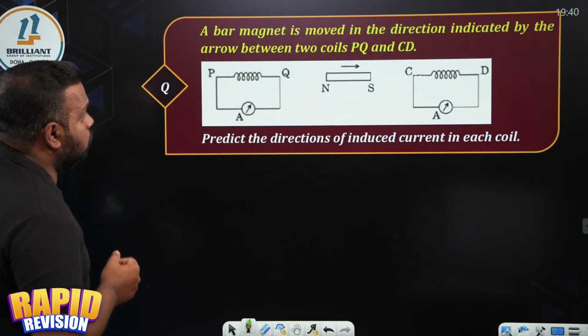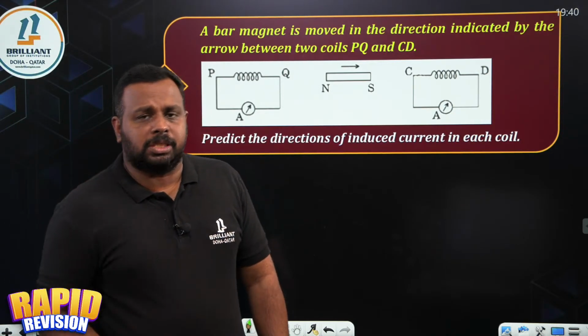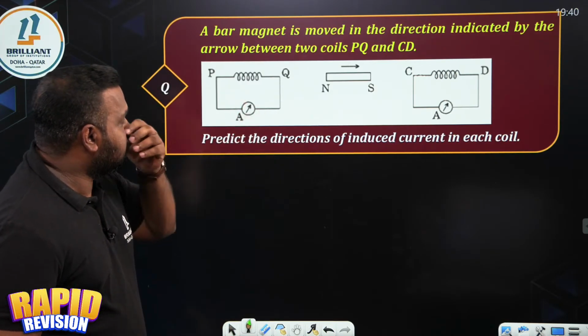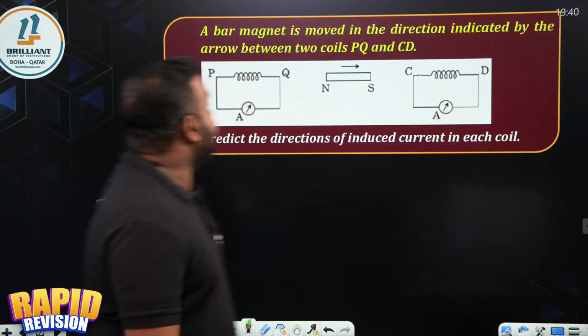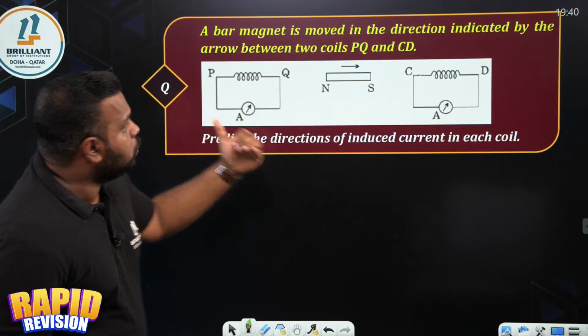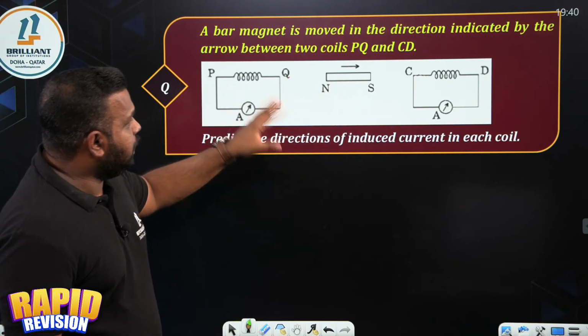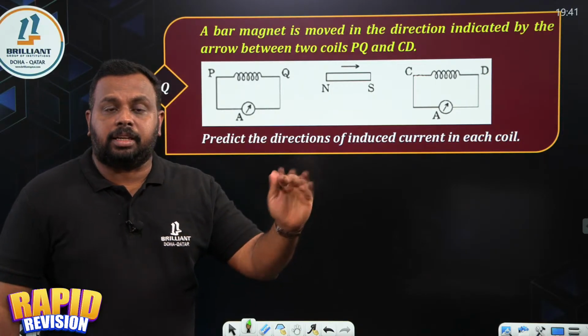Now let's go to some questions based on Lenz's law. Many types of questions, a variety of questions are there. We don't have time to discuss all the questions, so let's check some questions here. A bar magnet is moved in the direction indicated by the arrow between the two coils PQ and CD. So there are two coils, you can see PQ and CD. Predict the direction of induced current in each coil.